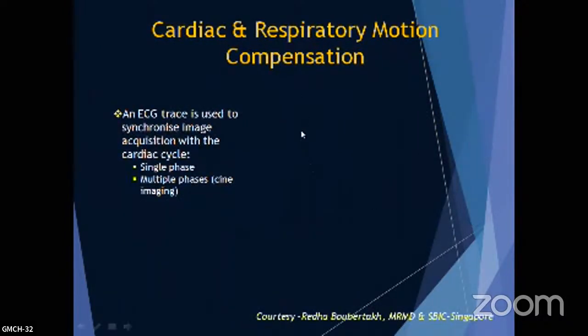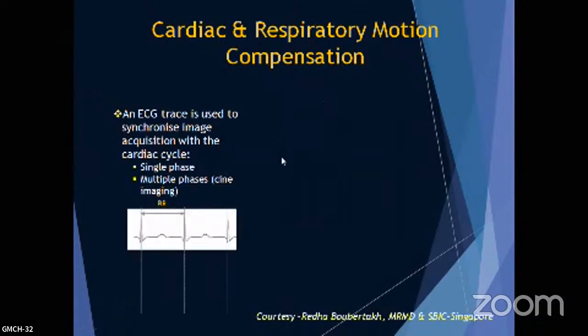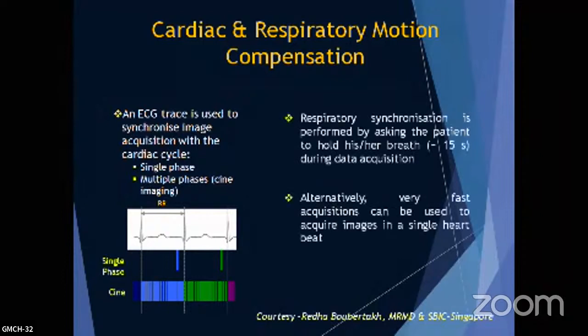Cardiac motion we can compensate by ECG gating. That's how we do it. This is an RR interval. If it's a prospectively gated single phase scan, it is usually in the diastolic phase. But cine acquisition has to be done throughout the RR interval. That is how we get the frames of images that cover both systole to diastole.